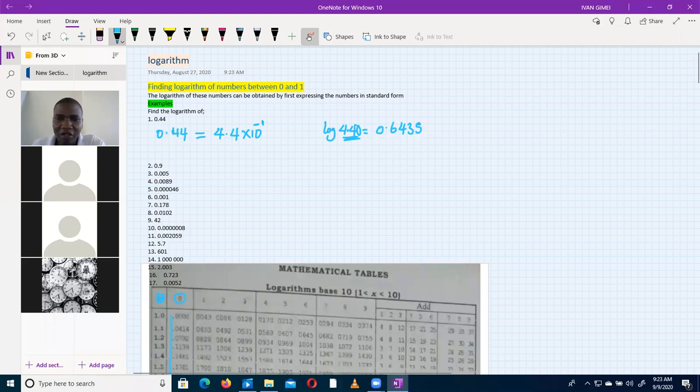You notice that all values from the math tables are to 4 decimal places. You can see all of them.